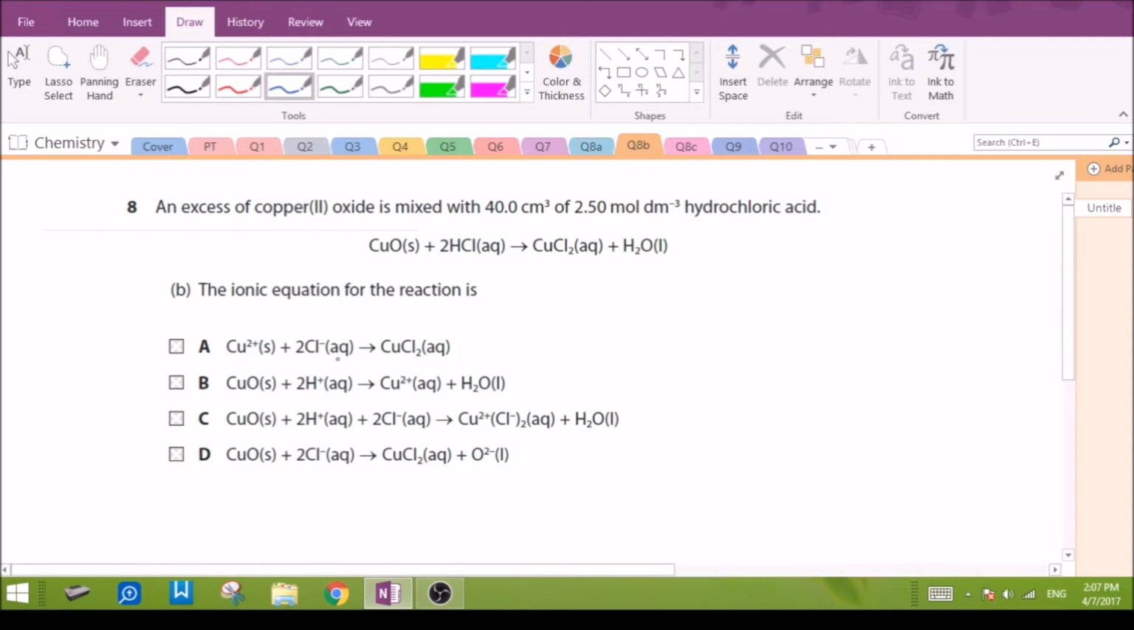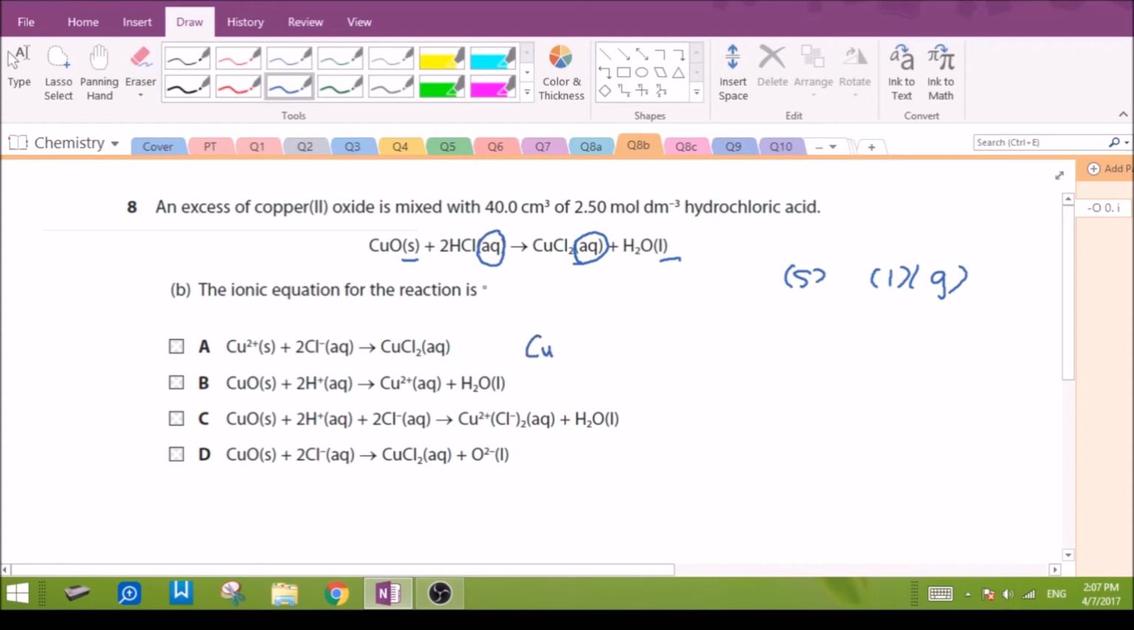Part B, we are supposed to find the ionic equation for this reaction. Now, a convenient way to do it is, if you see solid, liquid or gas, S, L or G, we will not be required to do anything to that particular compound. But if you see aqueous, AQ, you will split them into their separate ions.